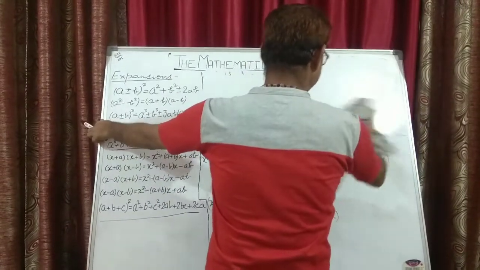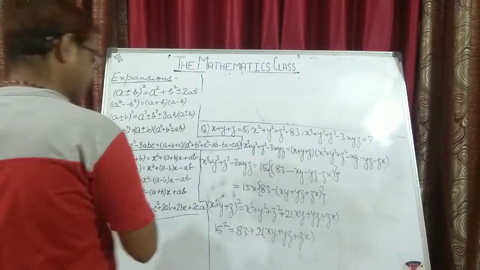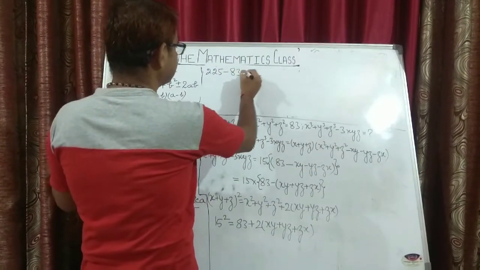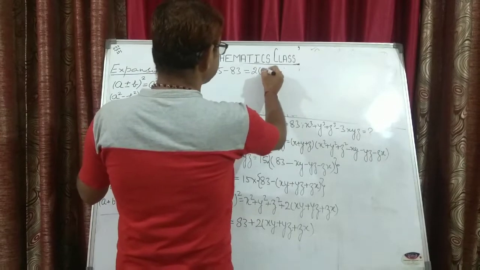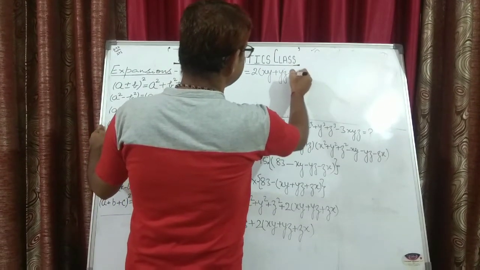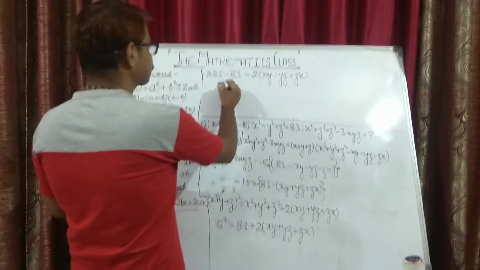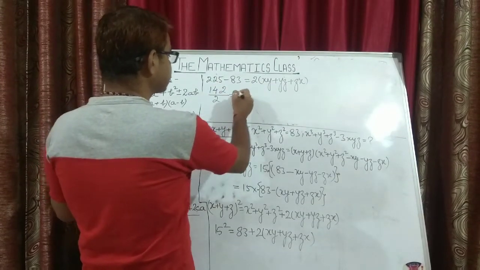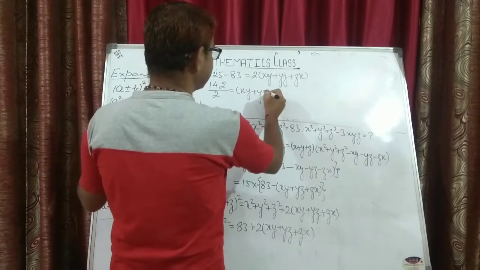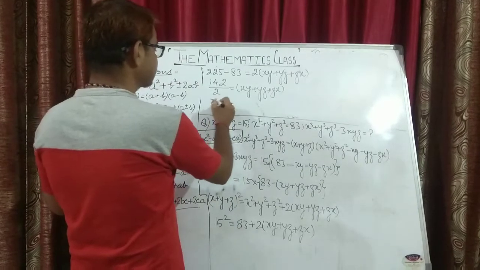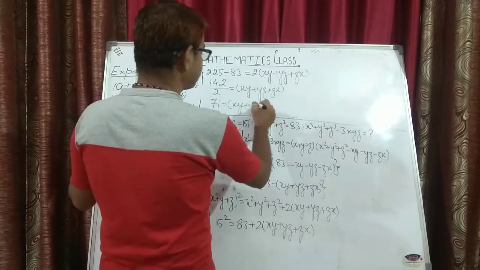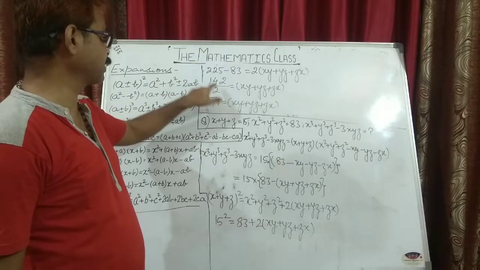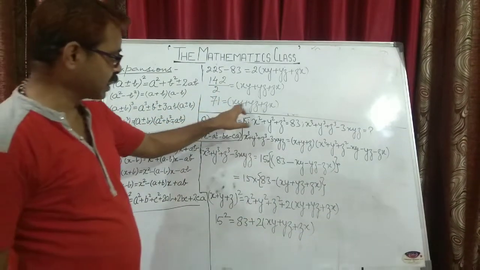Now 225 minus 83 is equal to 2 times of xy plus yz plus zx. So 5 minus 3 is 2, and 142, and this 2 will come in the denominator, so xy plus yz plus zx becomes 142 upon 2, that is 71. Let's check it. 5 minus 3 is 2, 8 and 4 is 12, so 142 upon 2 is 71. So this is the value of xy plus yz plus zx.